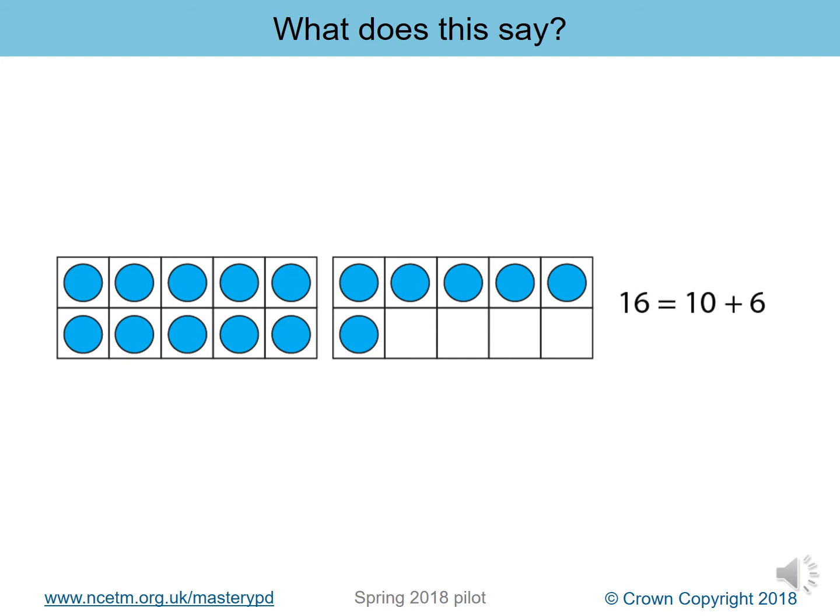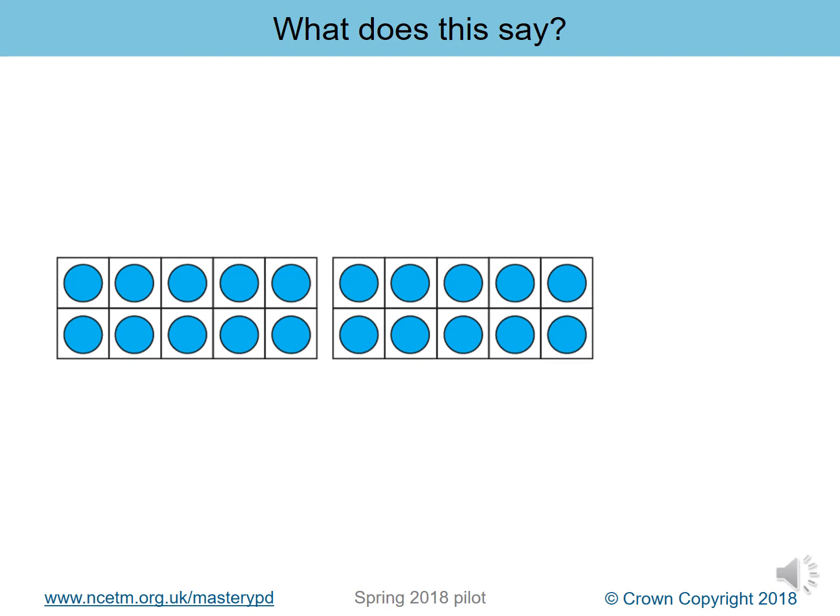We've got 16 equals 10 add 6. What about this one? We've got 17 equals 10 add 7. This one. Is 18 equals 10 add 8. And this one. Is 19 equals 10 add 9.